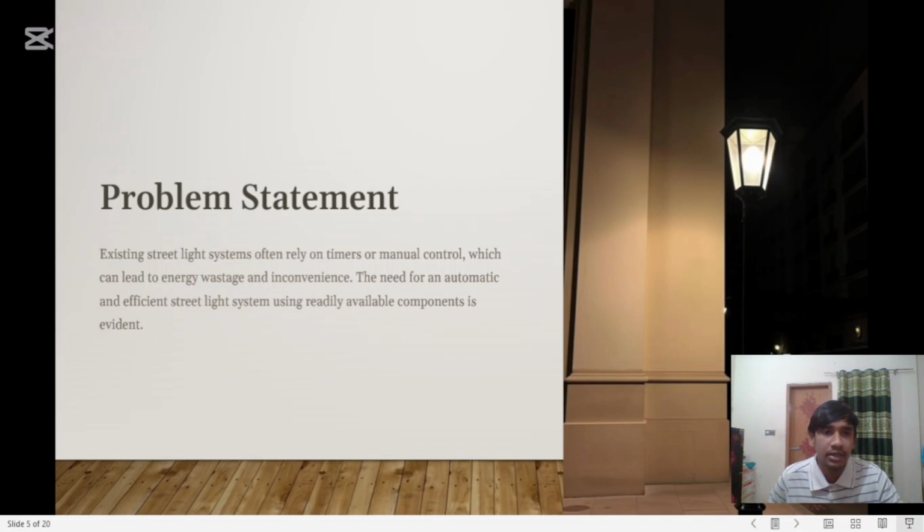Problem statement. Existing street light systems often rely on timers or manual control, which can lead to energy wastage and inconvenience. The need for an automatic and efficient street light system using readily available components is evident. Moving to the next slide.